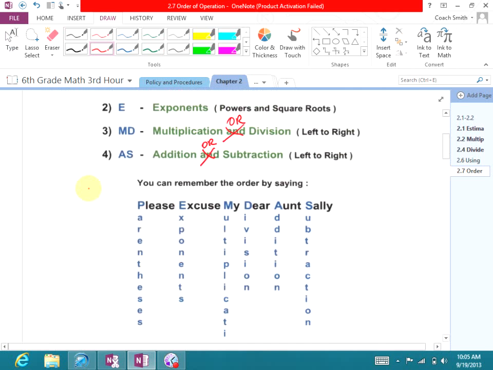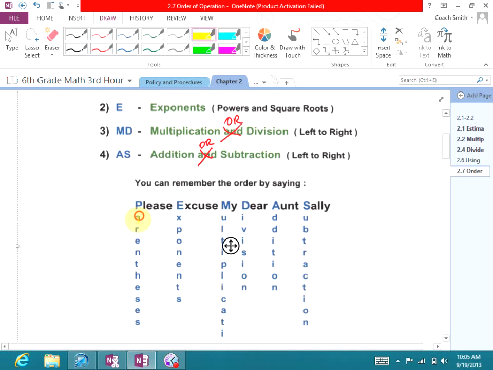If it is the first time, that's the rhyme that is an acronym for parentheses, exponents, multiplication, once again, or division, and then you have addition or subtraction. Okay? I even put it down there because I want you to understand that it's either or. It's not one or the other. So, please excuse my dear Aunt Sally.